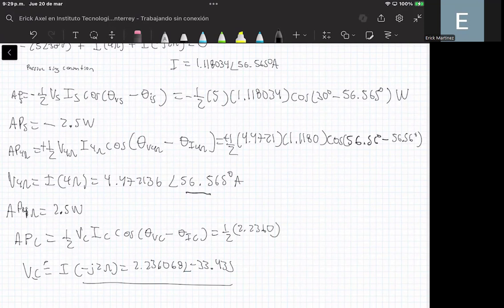Okay, so now I can plug in this amplitude, 2.2360. Remember that this is the amplitude of the voltage of the capacitor, times the amplitude of the current that passes through that capacitor, that is 1.1180, times the cosine of the phase difference between the phase angle of the voltage of the capacitor, that is minus 33.43, minus the phase angle of the current, that is 56.565 degrees, and this is in watts.